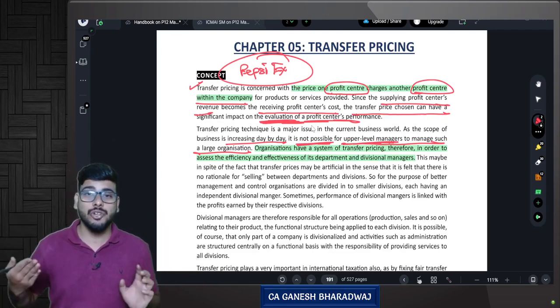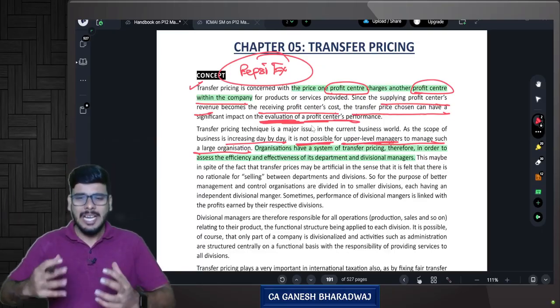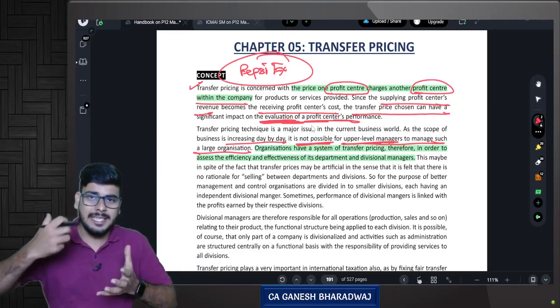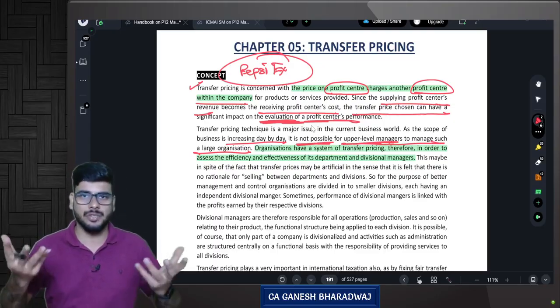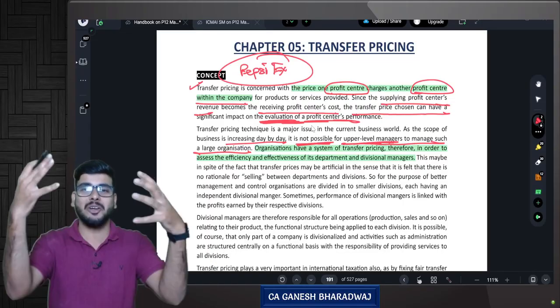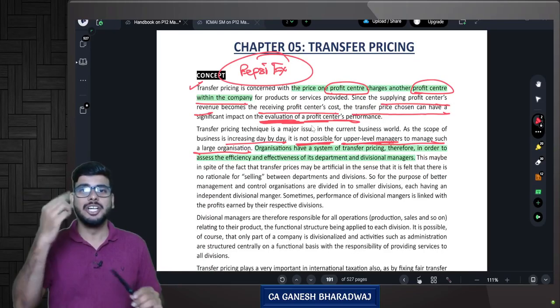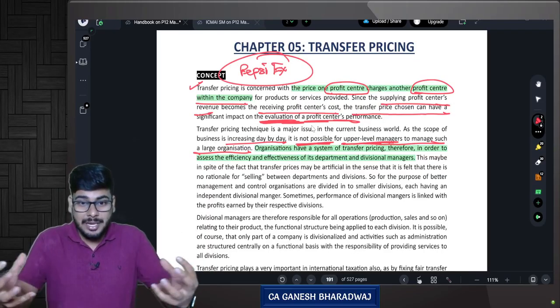So what is the solution? You should have a decentralized form of organization. Meaning what? Delegate some powers to the respective divisions or departments or branches, whatever it is. So you make different profit centers and create a healthy competition. So now, in this case, what we saw, division A, division B, correct? Now we create a balance.